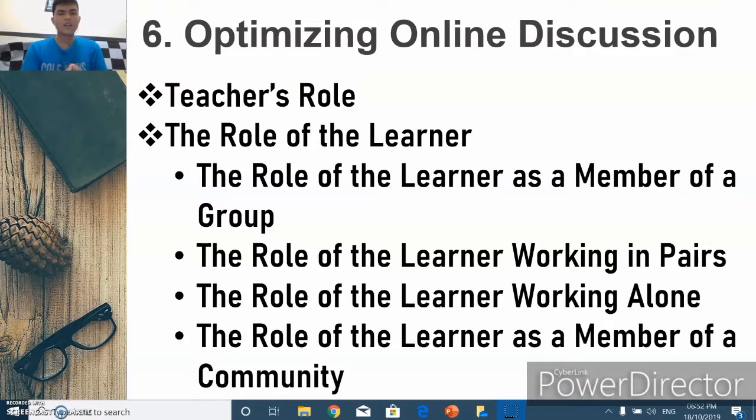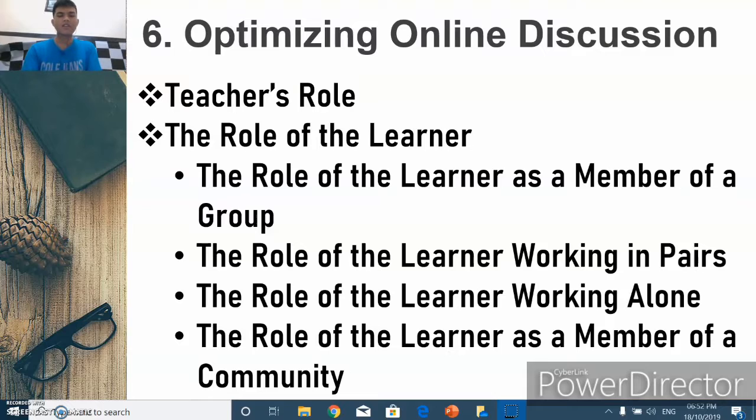In my opinion, everyone involved in the online discussion should know their part, both from the teacher side and the learner side. The teacher's role in this case is to guide the learner in the process of discovery, understanding, and knowledge construction. So the teacher needs to be responsible for all of that. And the second one is the role of the learner. I divided it into 4 types.